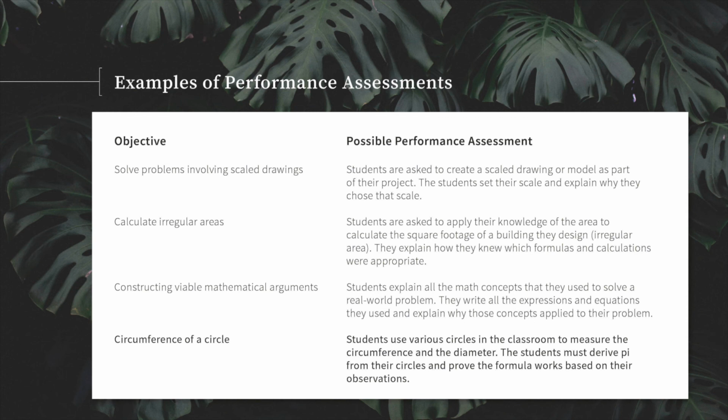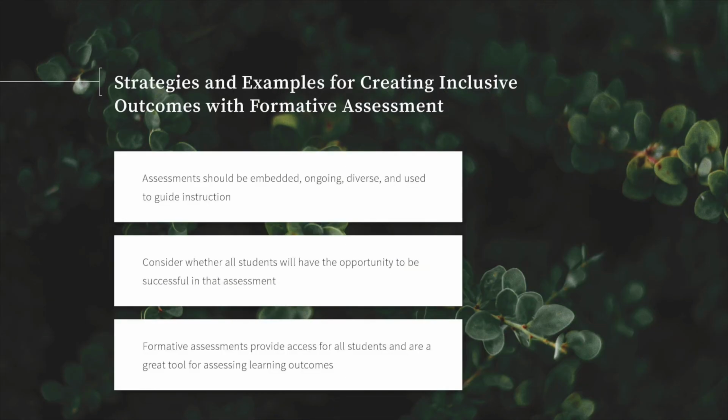Objective: circumference of a circle. Possible performance assessment. Students use various circles in the classroom to measure the circumference and the diameter. The students have to derive pi from their circles and prove the formula works based on their observations. No matter what type of formative assessment you use, to be effective, formative assessment should be embedded, ongoing, diverse, and used to guide instruction.